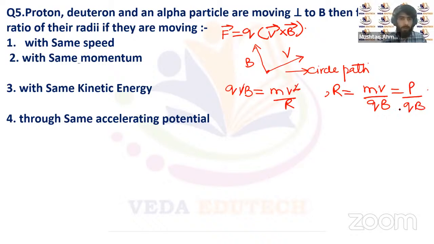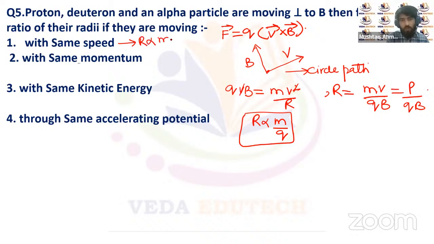According to this equation, if they are moving with the same speed, velocity is the same, and the magnetic field is the same, but mass will be different and charge will be different, then in that case R will be proportional to m upon q. So we can use this equation, R proportional to m upon q, to calculate the ratio of radii.